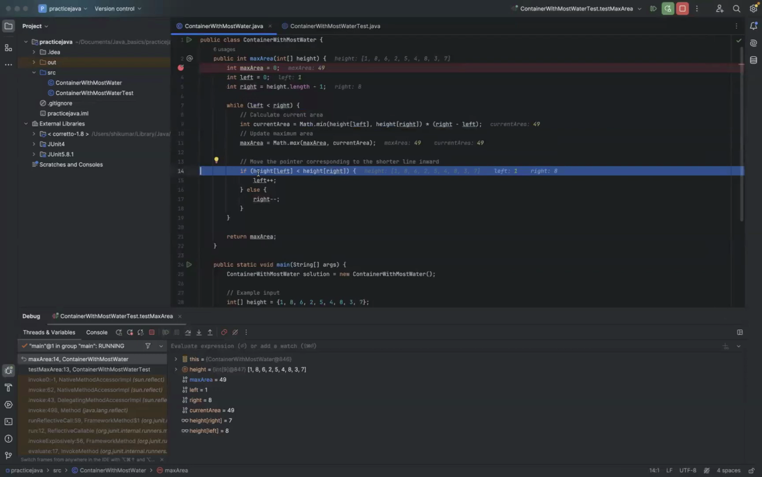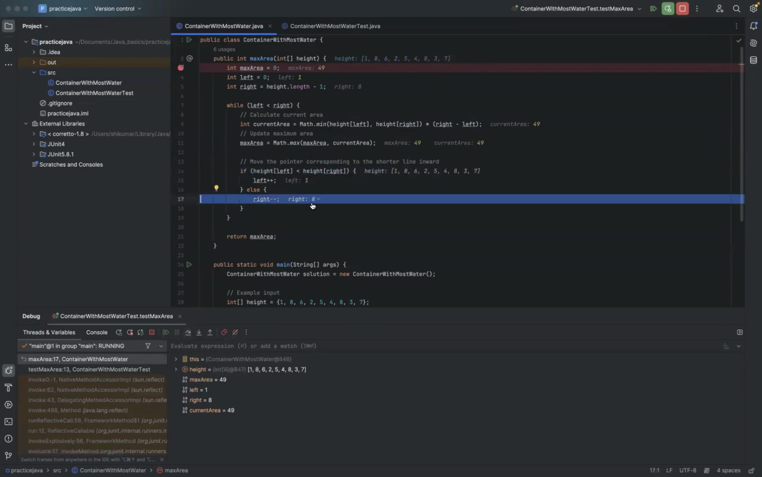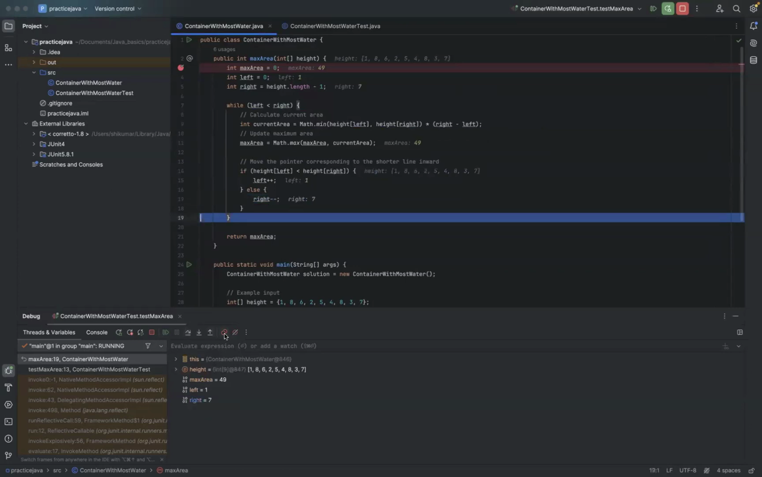Okay, so in this scenario, the height of left is 8 and the height of right is 7, which is smaller. 7 is smaller, so this time we will come to the else block and do right minus minus. You will see right minus minus. So this right will become 7 now.